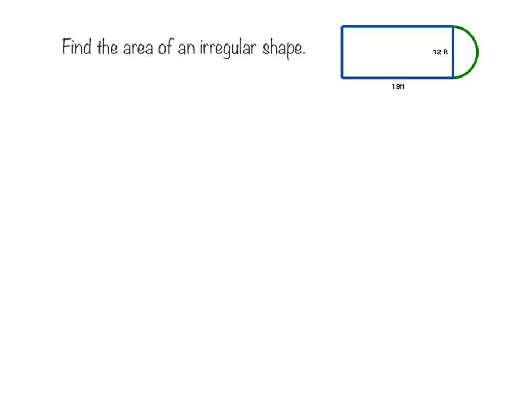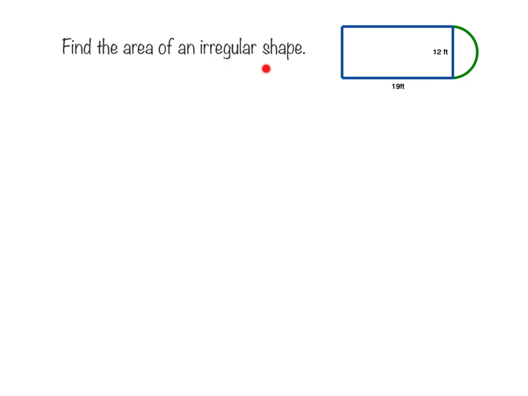Hello class, this lesson is on finding the area of a regular shape. Make sure that this is the title in your notebook and you can start to draw this image right here as we go. So the first thing we need to do is identify what kind of shape we're dealing with.